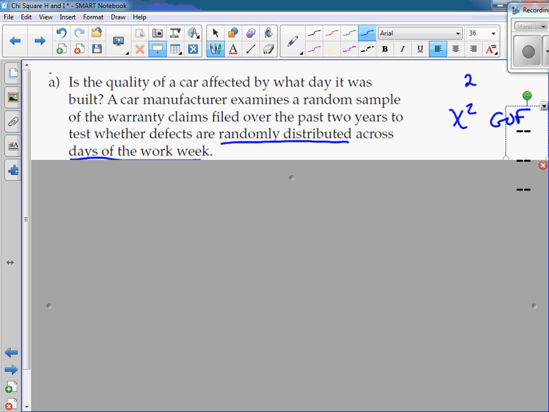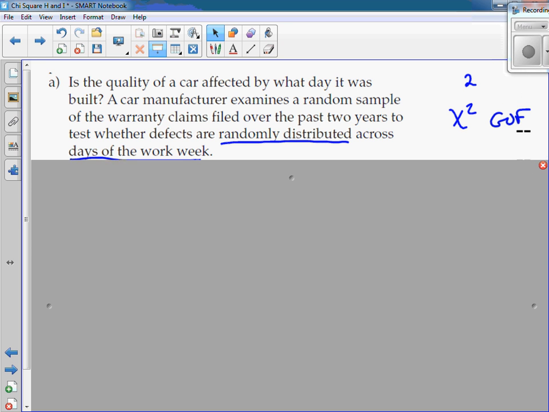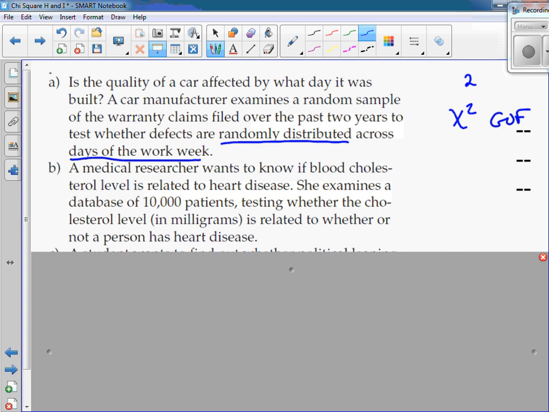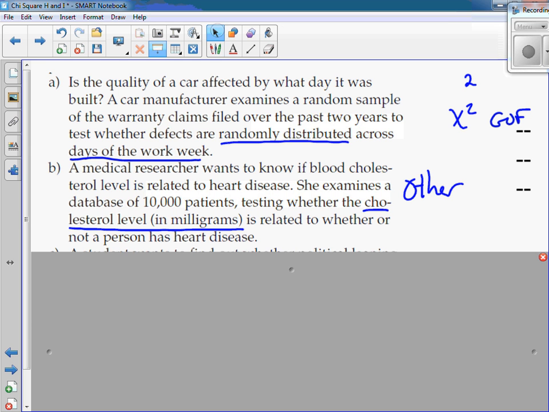All right, next one. A medical researcher wants to know if blood cholesterol level is related to heart disease. She examines a database of 10,000 patients, testing whether the cholesterol level in milligrams is related to whether or not a person has heart disease. Cholesterol level in milligrams is quantitative, so it must be some other test.